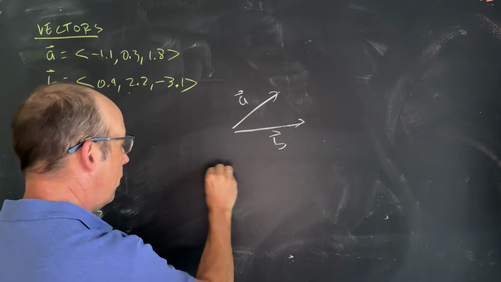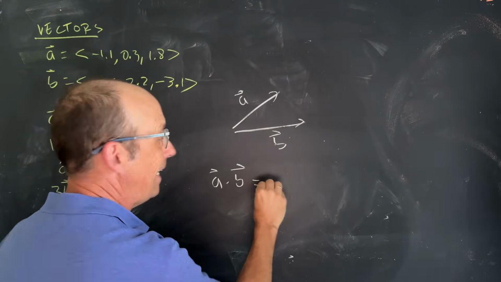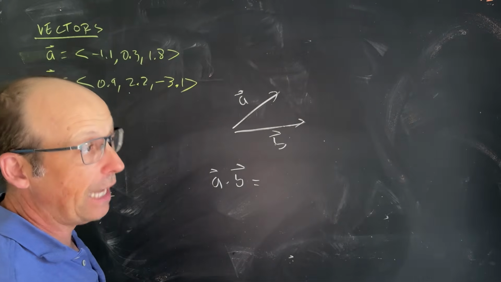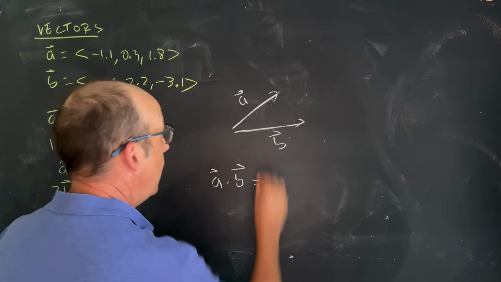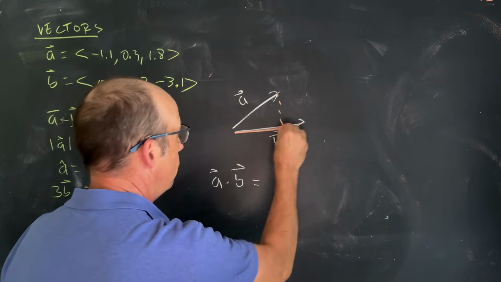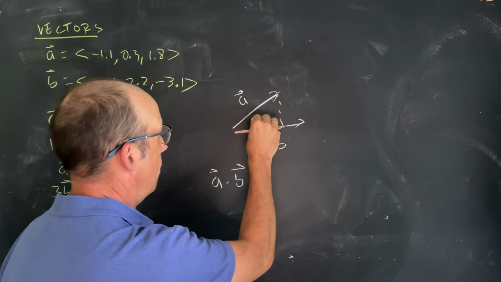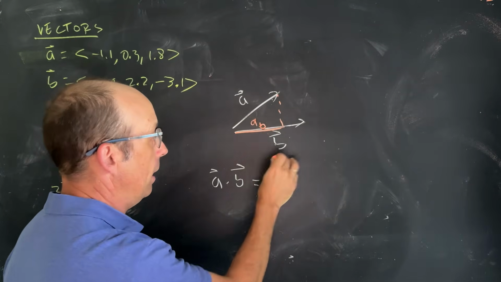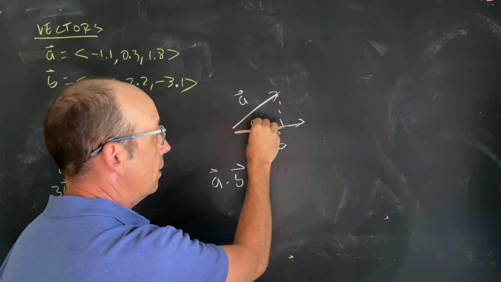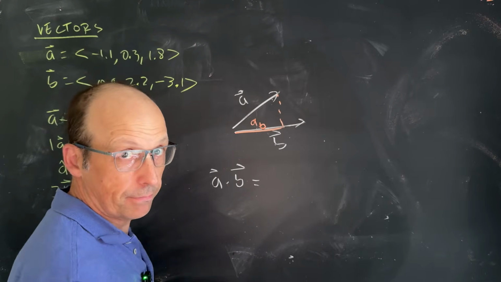I can calculate a dot b, but what does it mean? It's a scalar product, and basically it says take the vector a, project it into the direction of b. So this is going to be a sub b. It's a component of a in the direction of b, and then multiply a times the magnitude of b.